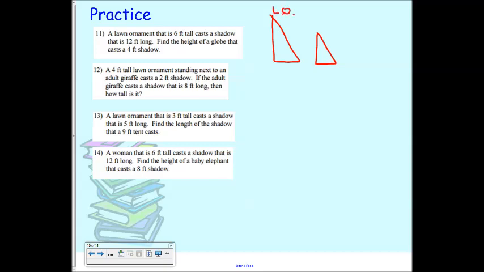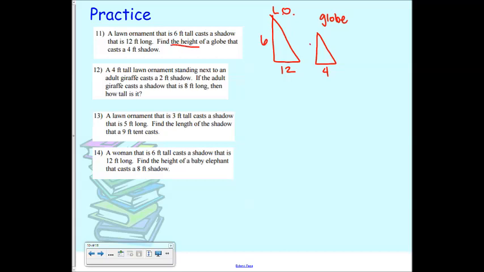And I know that the lawn ornament is 6 feet tall. So where should that 6 go? On the side, right here, because this is the height. And it casts a shadow that's 12 feet long. So where should that go? On the bottom, because the shadow is on the ground. Now in my globe, the only thing I know is that it casts a 4-foot shadow. So where should that go? On the bottom, because the shadow goes on the bottom. And then I want to find the height, which means where does my x go? On the side. On the leg. All right, so on that leg, that vertical leg.